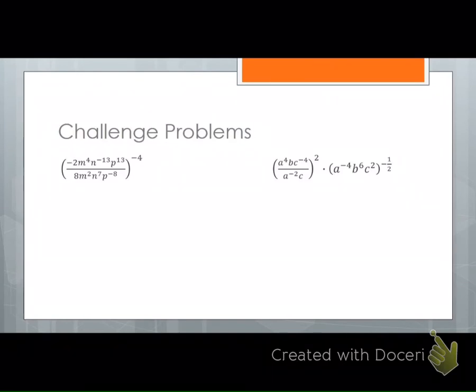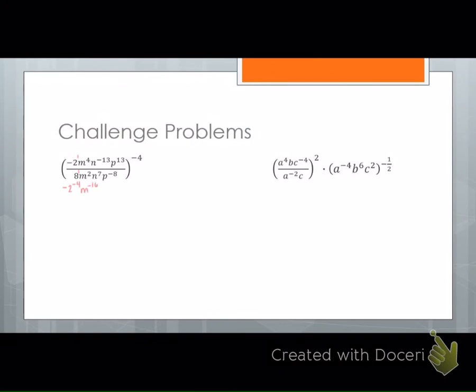So, challenge problems. Here we go. What do we have to do first? Multiply the exponents, which means, Colin, what are we doing? We're going to multiply. I already started this one. Negative 2 to the negative 4th power times n to the negative 16th power.